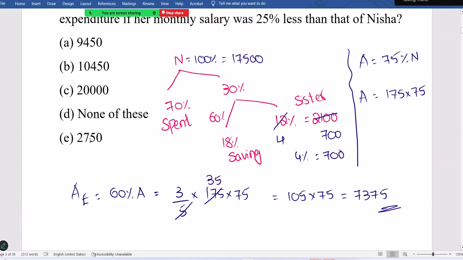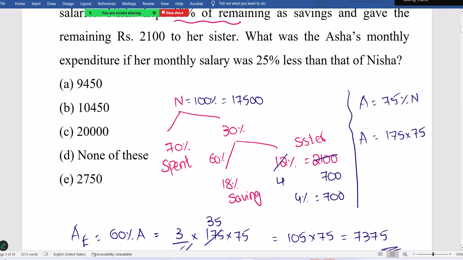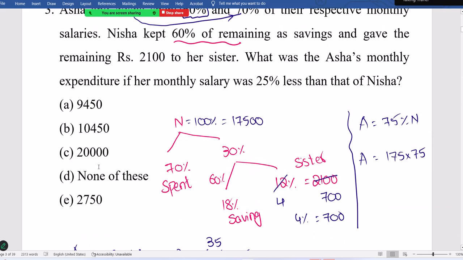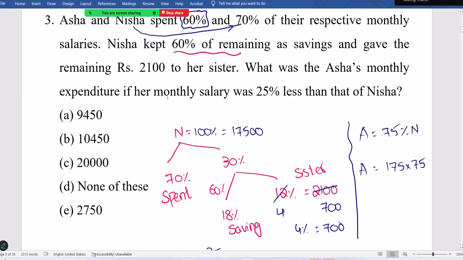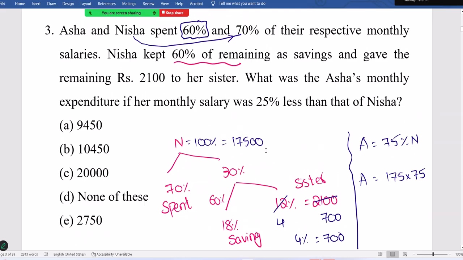No, none of this. But let's see, is that the case? There is an option for none of this also. It's possible, don't worry about it. Okay, it is also a possible case, right? Yeah. So up to this Nisha's salary is fine, then Asha's salary. If her monthly salary was 25% less than that, then it is 75% of that. So divide by 100 will give 75 into 175.